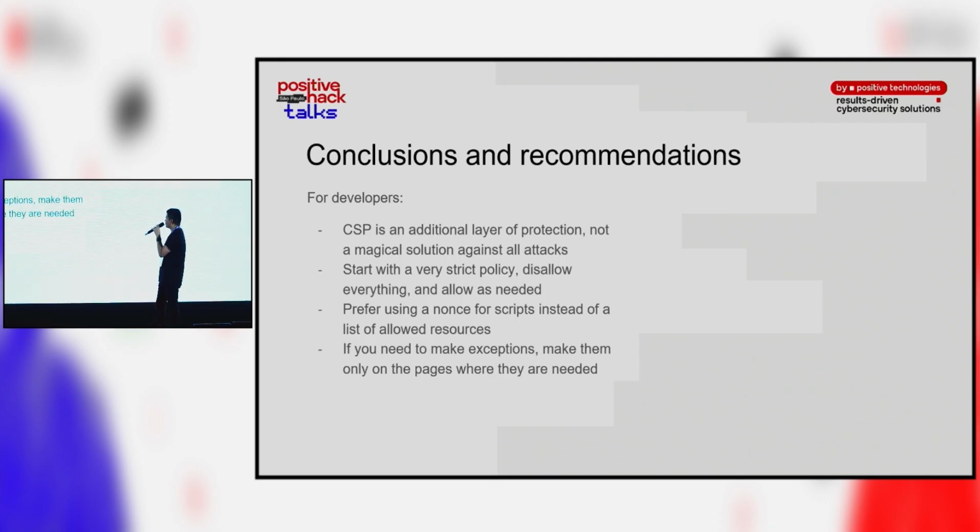And if you're allowing scripts to run, it's really better to use nonces instead of a list of allowed sources. But I know this isn't always the case. We can't always do this. Sometimes we need to make exceptions because of reasons. But if you need to make exceptions, make them on the pages that need them. Don't make these rules global.